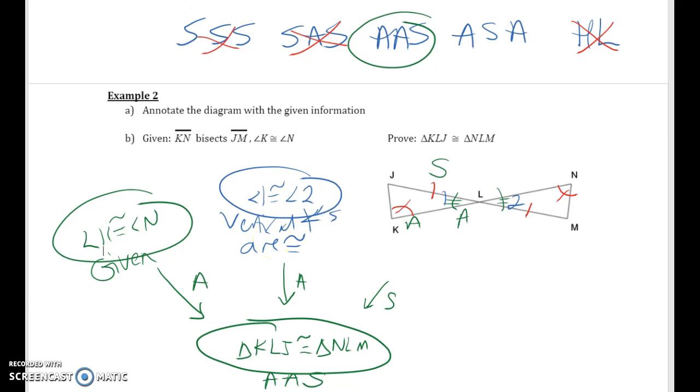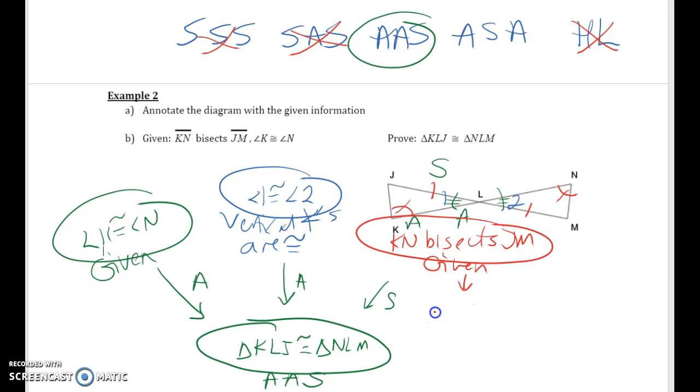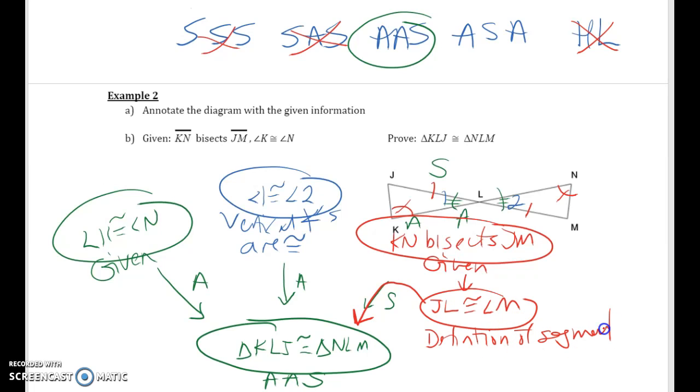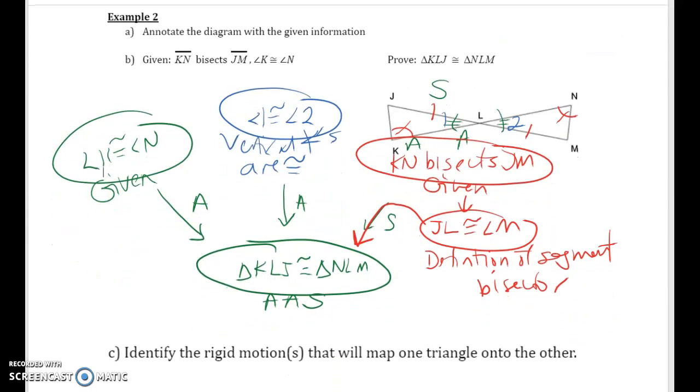All right, well, there's given information I didn't use yet, so we can say that KN bisects JM, and that's given. And what does that tell me? That tells me that JL is congruent to LM. And so that kind of gives me my side, and the reason that we know that is the definition of a segment bisector. And our proof is filled because I already knew what method I was able to use, and I put my final statement down at the bottom.